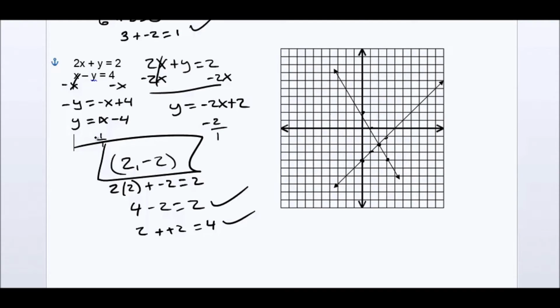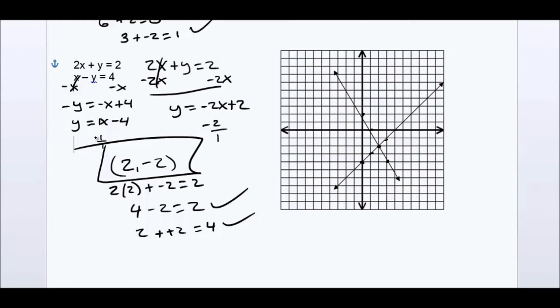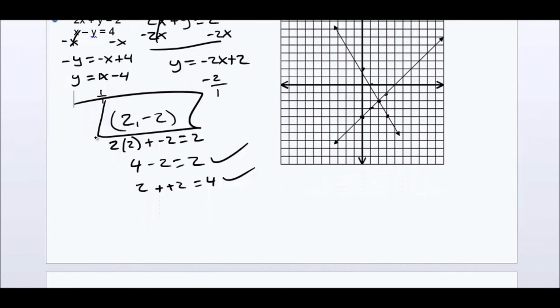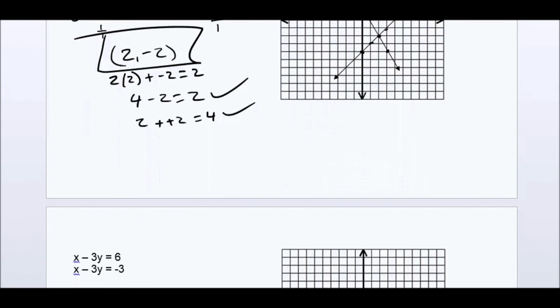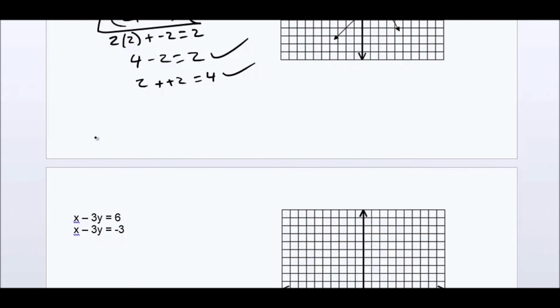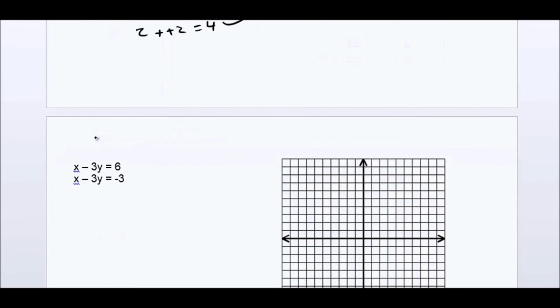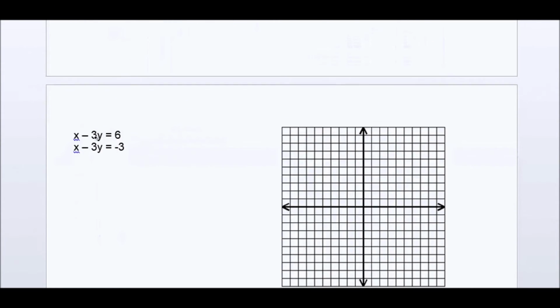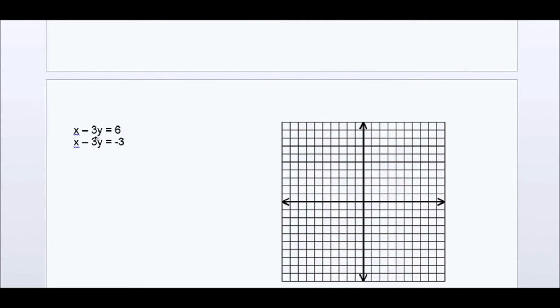Now you won't always have a point of intersection. Sometimes you could have parallel lines. And when you have that, your answer is no solution because there is no point that is on both lines. There is no set of coordinates that satisfy both equations.